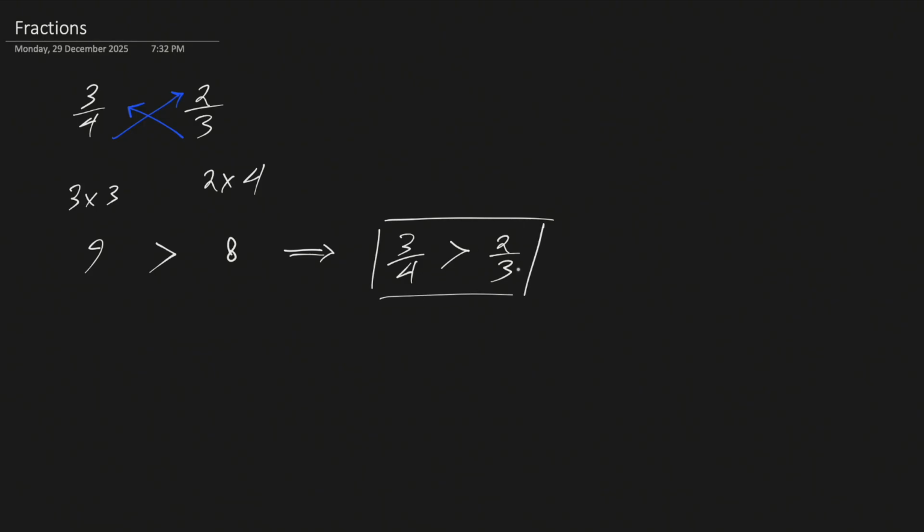So this is how we compare two fractions if they're greater or less than or equal to each other. We just cross multiply and see the values that we obtain and check. Now for a general fraction a over b, if you multiply the top and bottom by the same number k, then you are left with the same fraction.